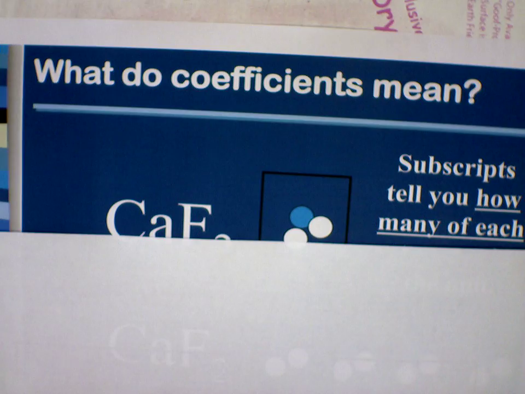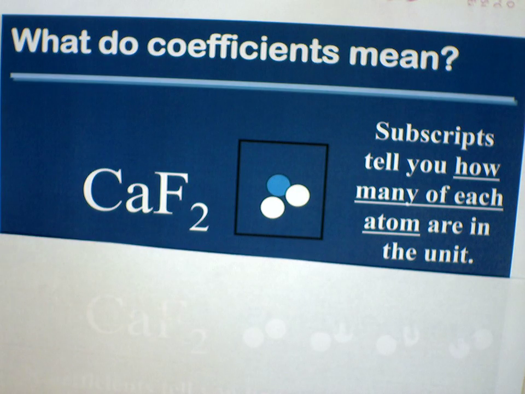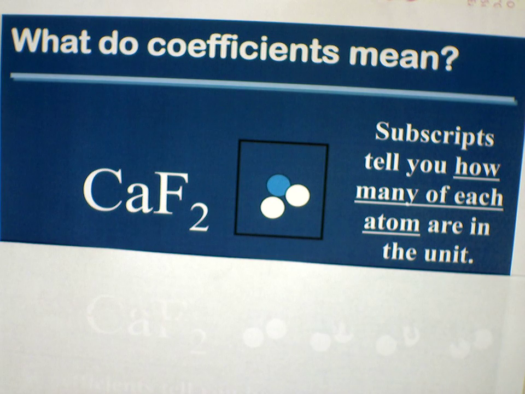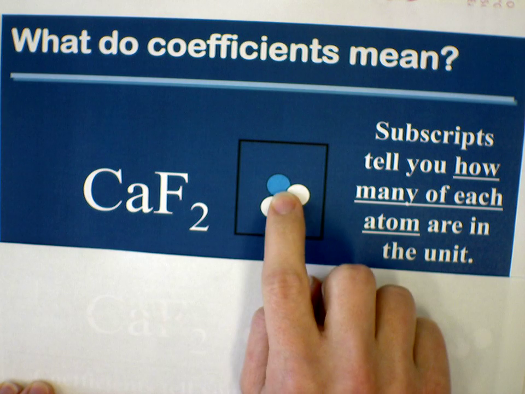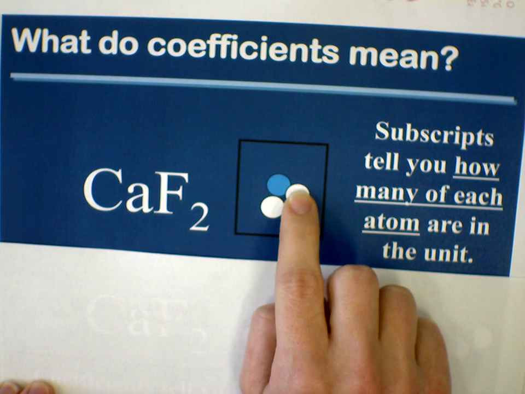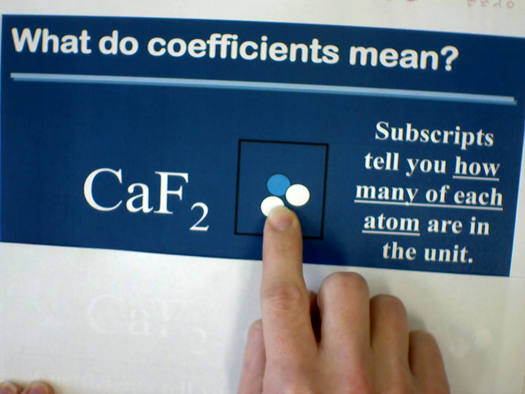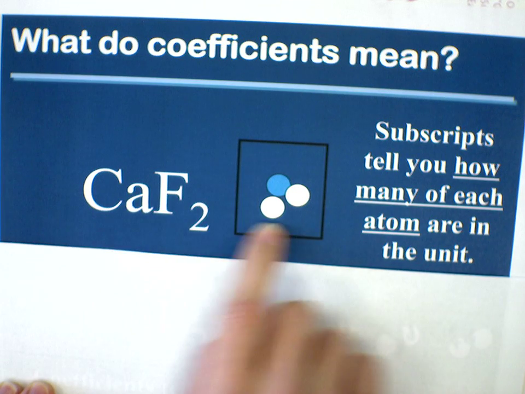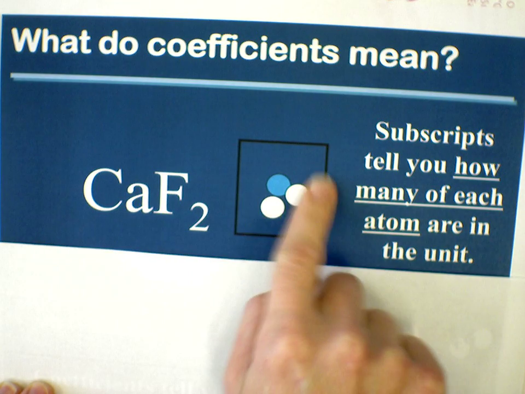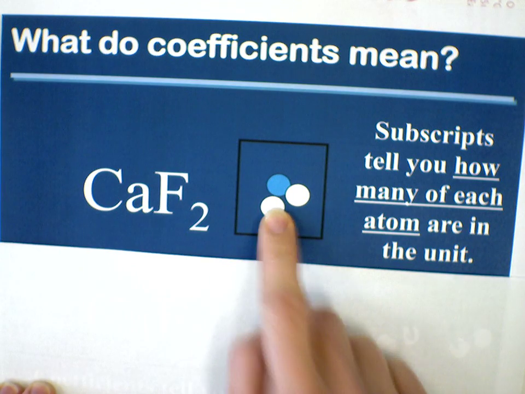All right, let's look at more about what these coefficients mean. First off, I just showed that coefficients go in front of the compound. We've already learned that subscripts tell you how many of each atom are in that particular unit. So I've got a picture here showing, in this calcium fluoride compound, 1 calcium in blue and 2 fluorines, the white circles. This is if the coefficient out front was a 1. There's a single calcium and 2 fluorines making up this 1 unit of calcium fluoride.